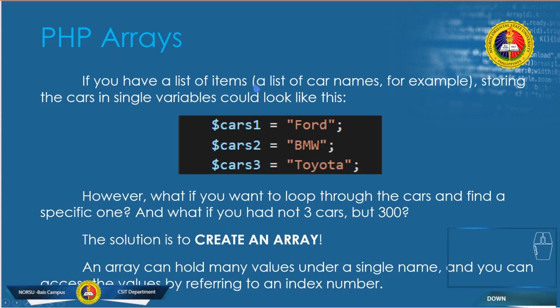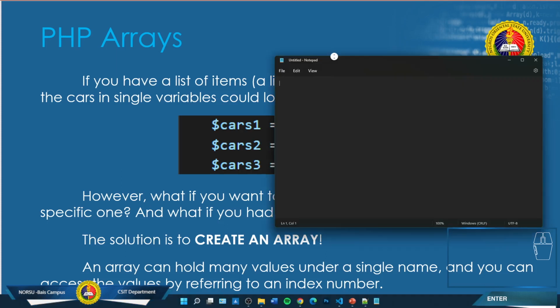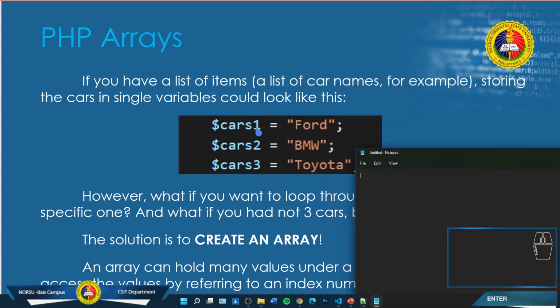So if you have a list of items, let's say a list of car names, storing the cars in a single variable could look like this. If we're going to write the names of cars, let's say each in a single variable, it will look like this, correct? In PHP, the variable car1 is Ford, car2 is BMW, car3 is Toyota. So that is how we write variables in PHP.